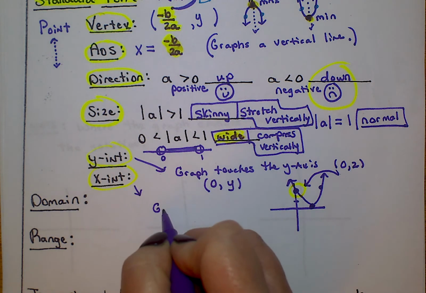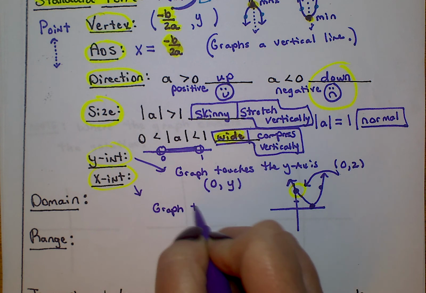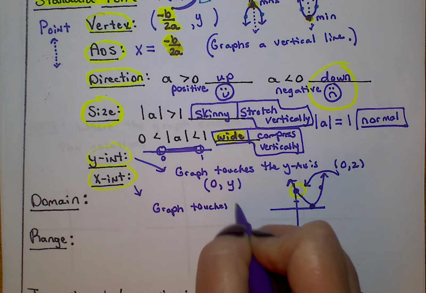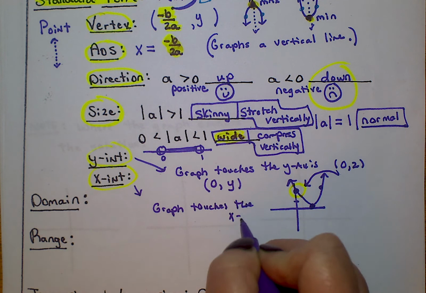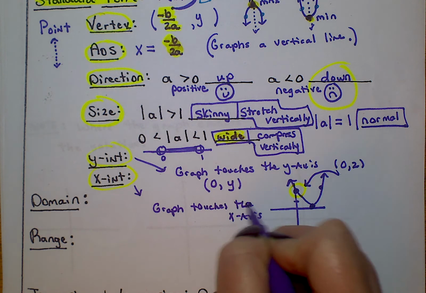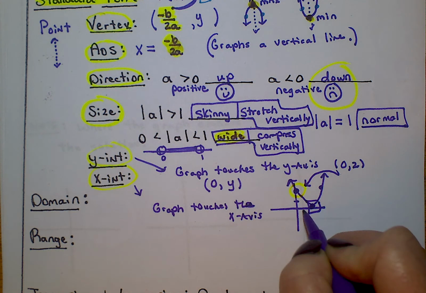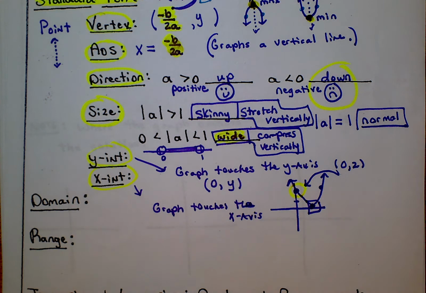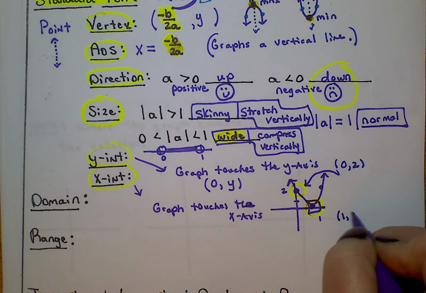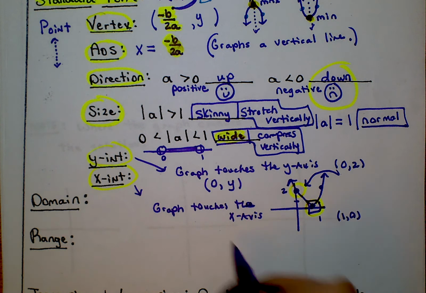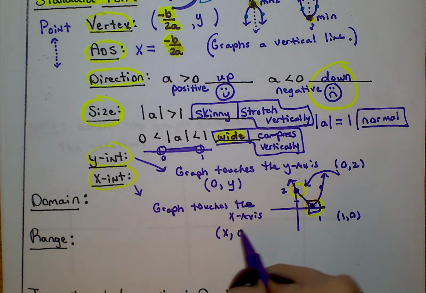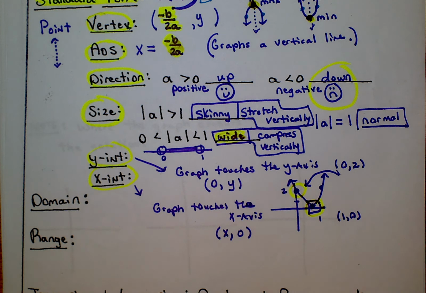Okay, an x-intercept is where the graph touches the x-axis. Okay, right here, we're going to say that that's the number 1. So we'll say that one's 2 and this one's 1. So to name an x-intercept, you would put the x down and then the 0. So for the x, it goes in x's spot and 0 goes in y's spot.